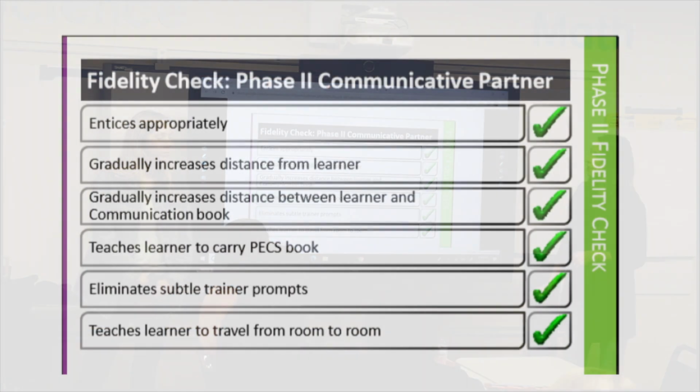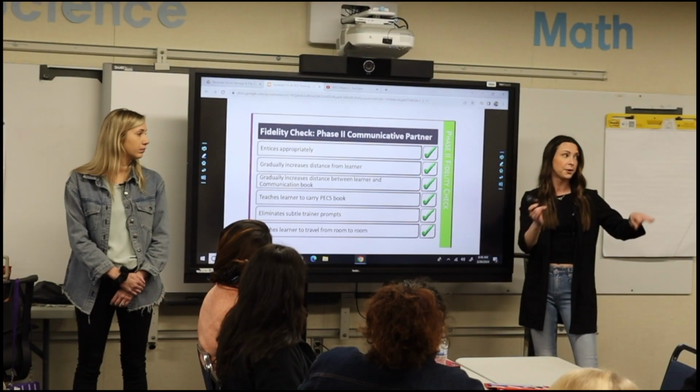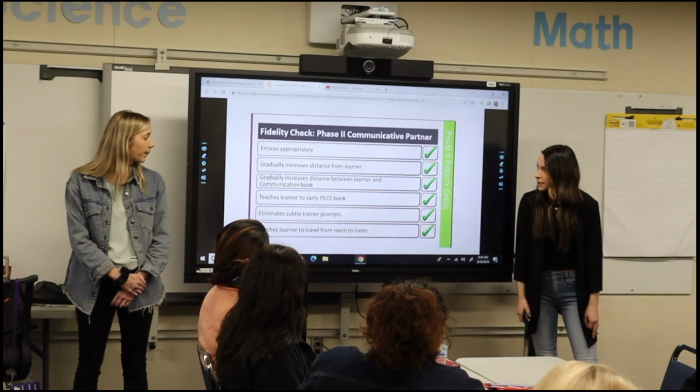So the fidelity check: are we enticing appropriately? We're just showing them we have it. We're not saying, oh, look what I have. We're not really using any verbal prompts at this point. Are we gradually increasing distance from the learner? If they can go between the distance, between the communication partner and another room, we've gained more distance.